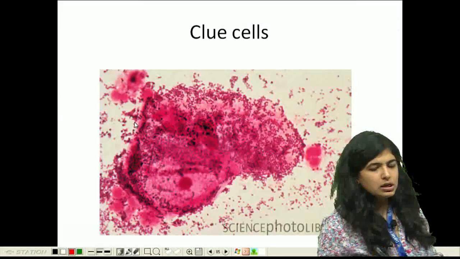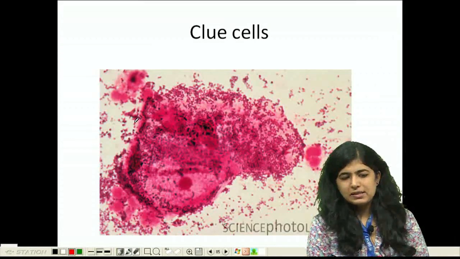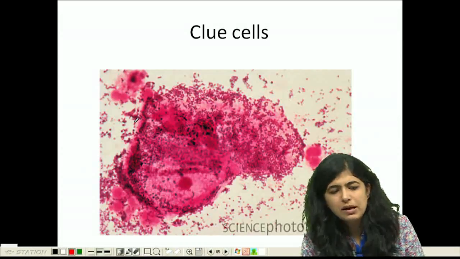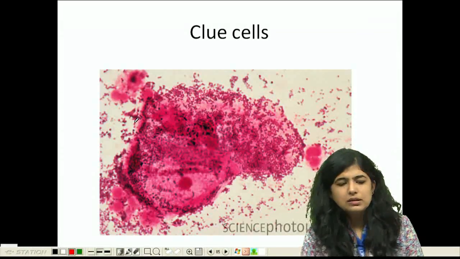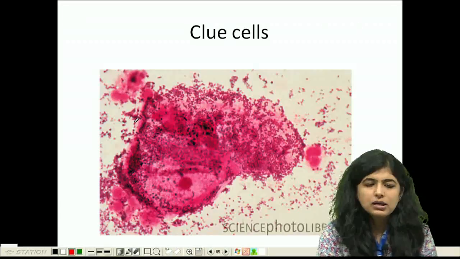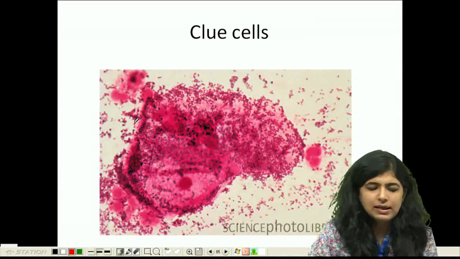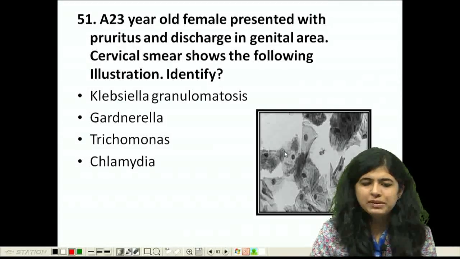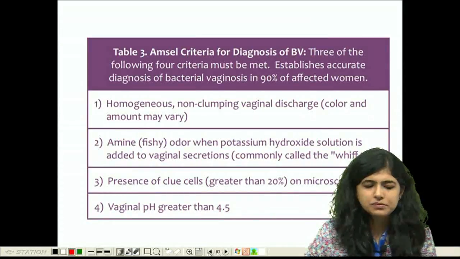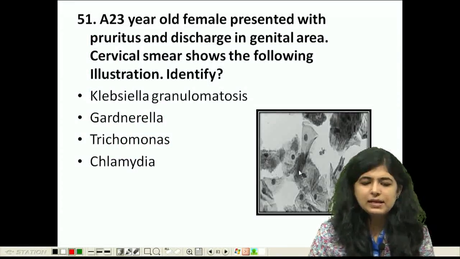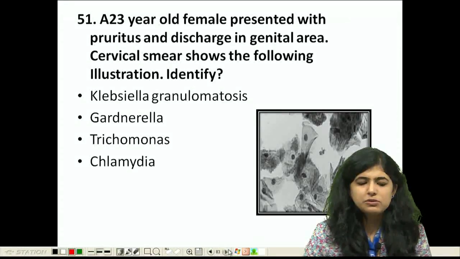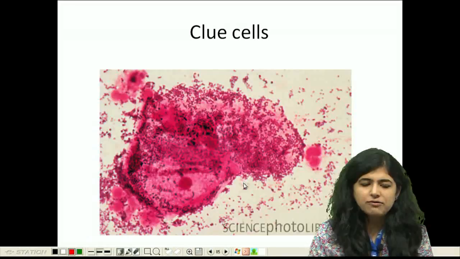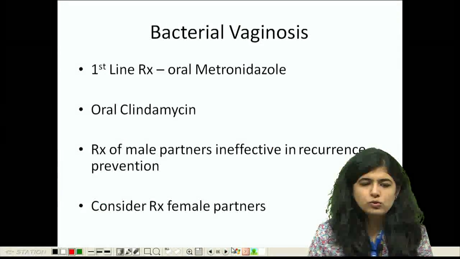Then this is an image of the clue cell. This is how a clue cell looks. It's a vaginal squamous cell studded with these bacilli, the Gardnerella bacilli. In that image also, these cells are the clue cells. I am just showing you a color photograph which is enlarged. So identify the fact that these are clue cells.